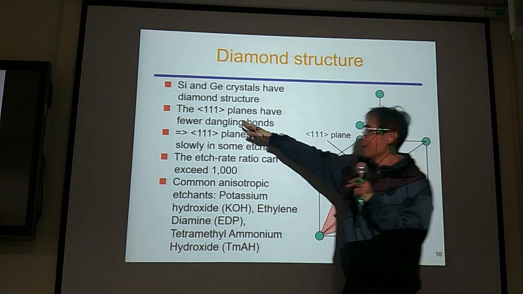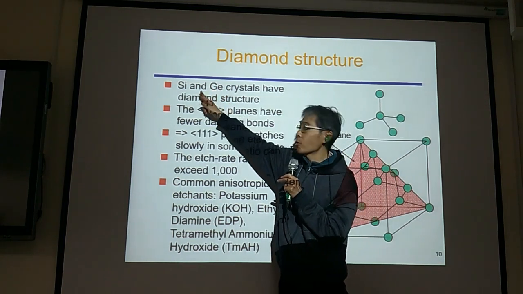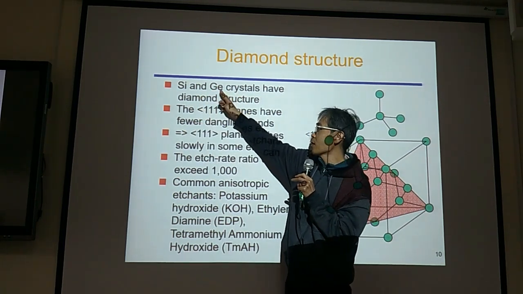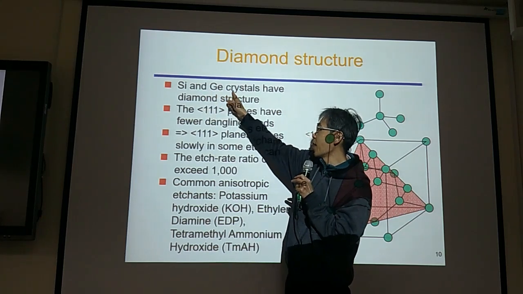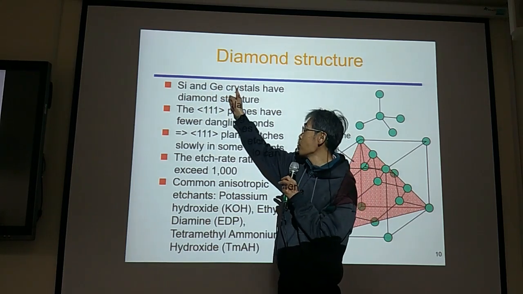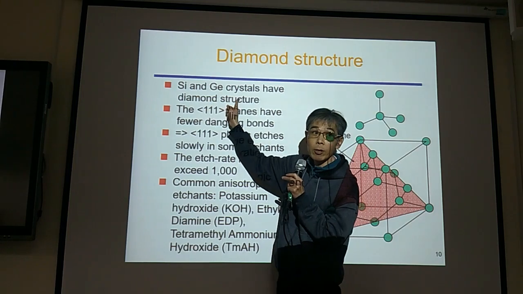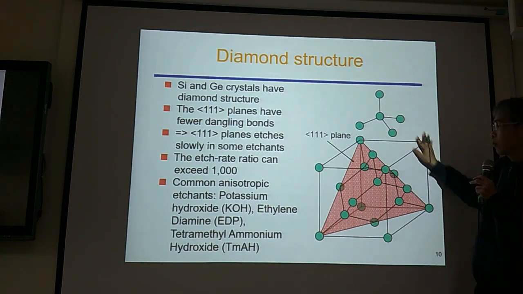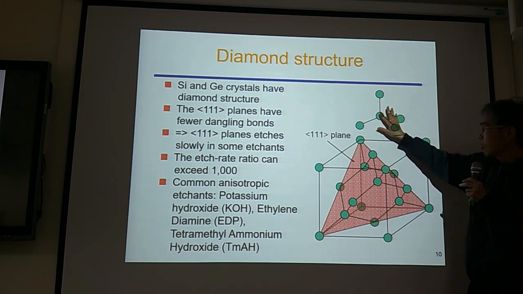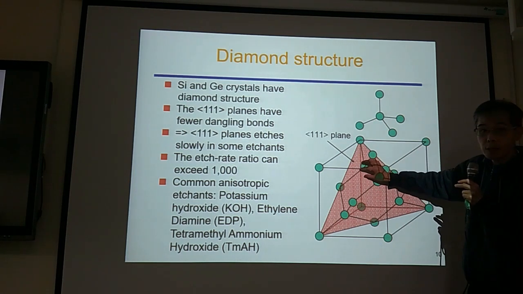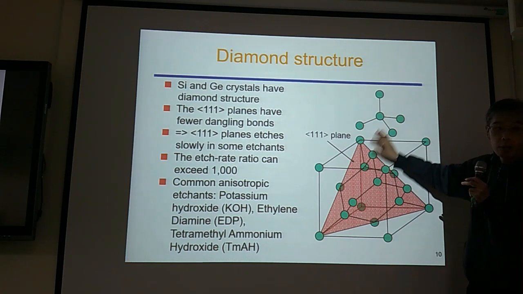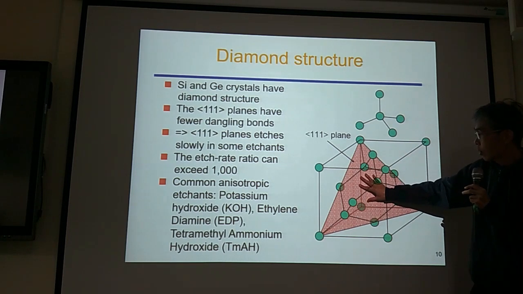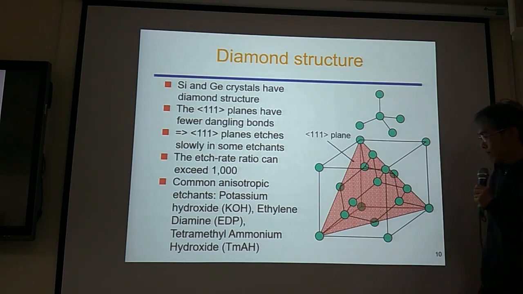Silicon and germanium, these two important materials, are crystals, and the crystal structure is the diamond structure. So this is the diamond structure. This is just one unit that we take from this crystal.